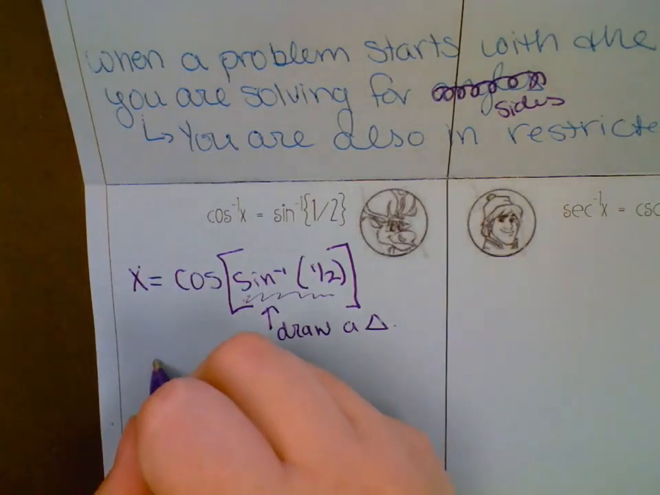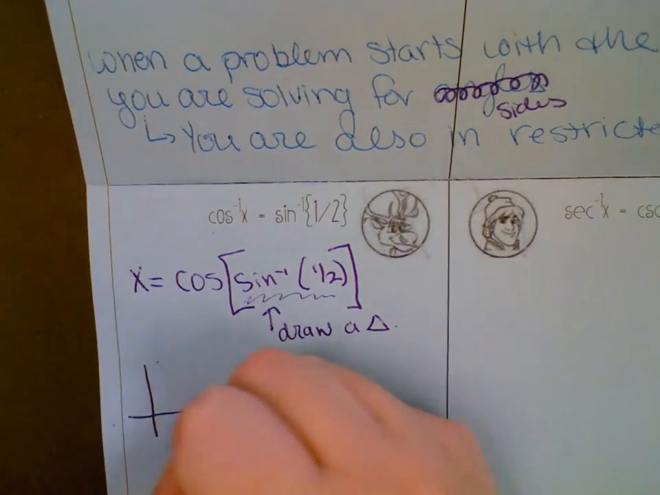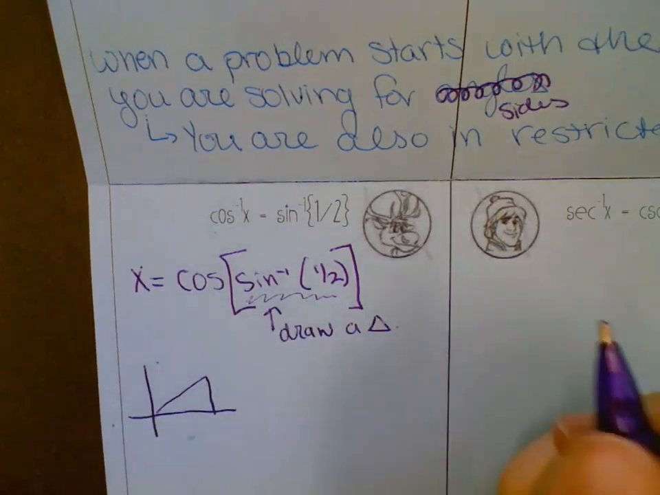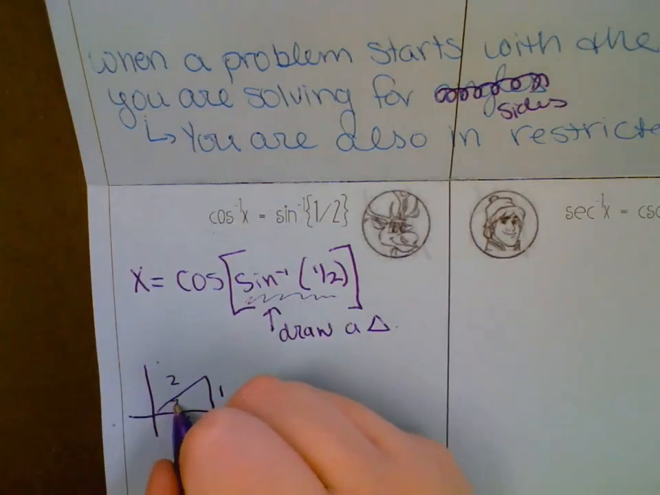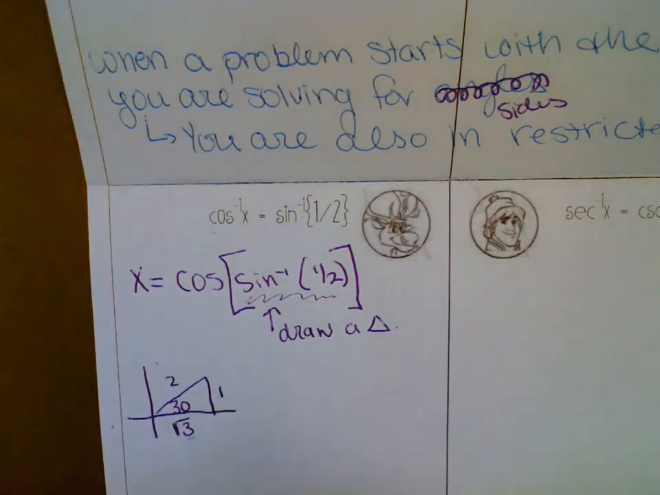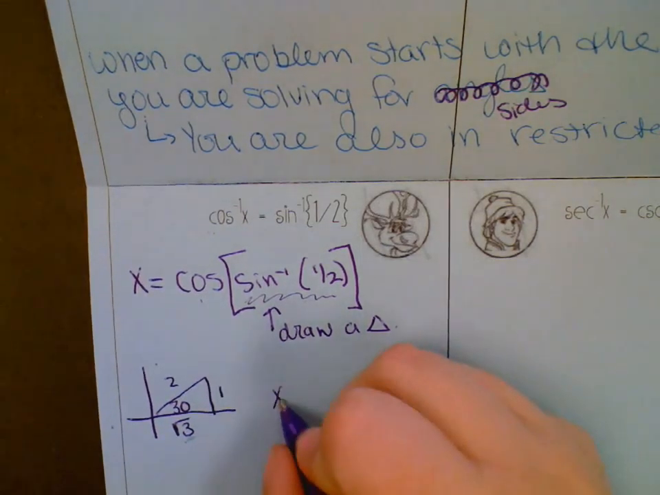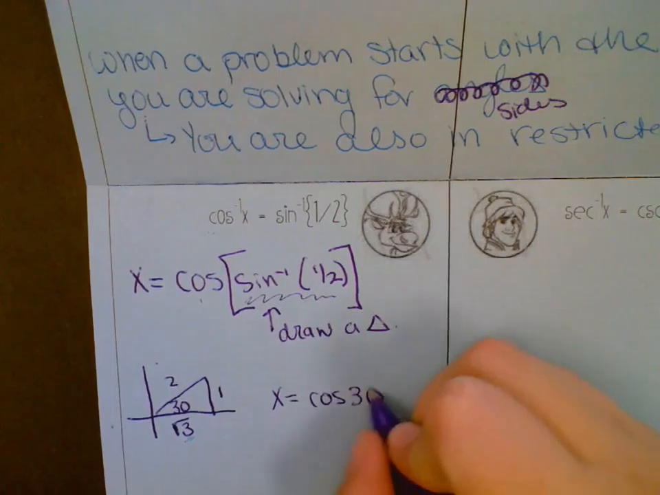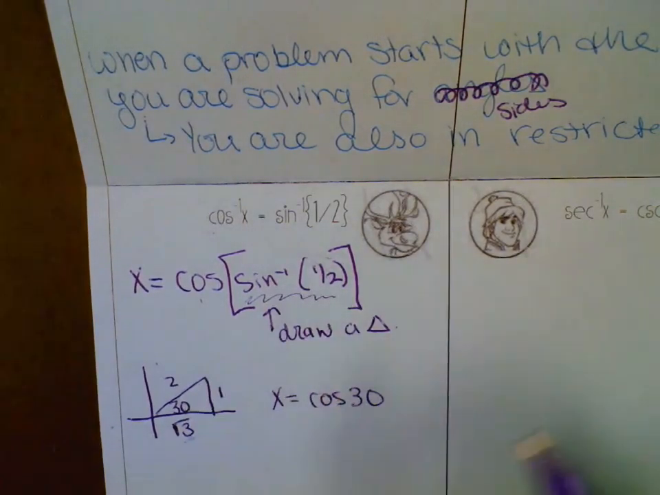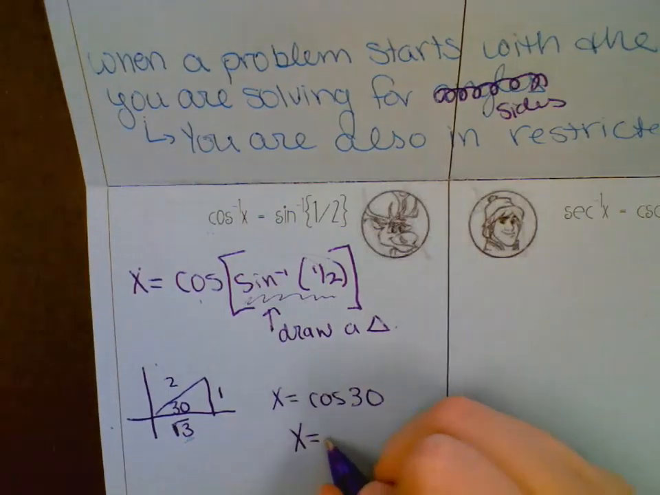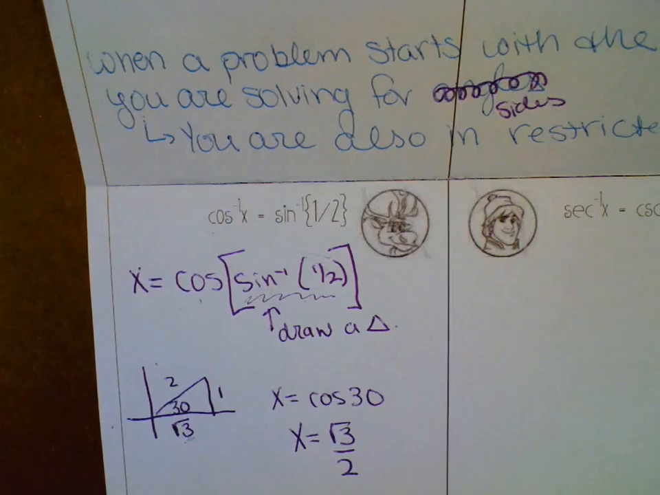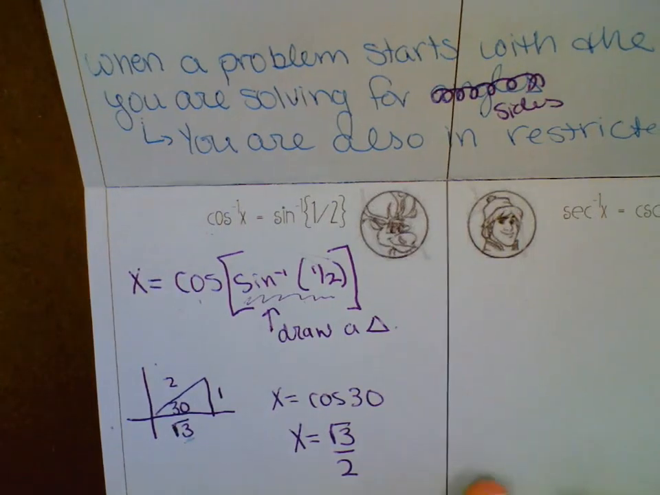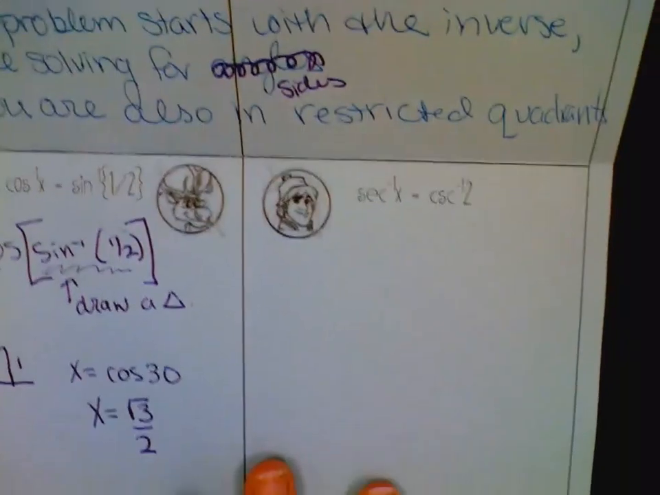So we're in restricted quadrants, so sine's only positive in quadrant 1. So sine is 1, 2, this is our root 3. So our reference angle is 30. Not that that really matters here, because we're trying to find the cosine of this picture. So x would equal the cosine of 30, because this is 30 degrees. So x equals root 3 over 2. And that's it. Okay, so let's try the last one and then we'll be done.